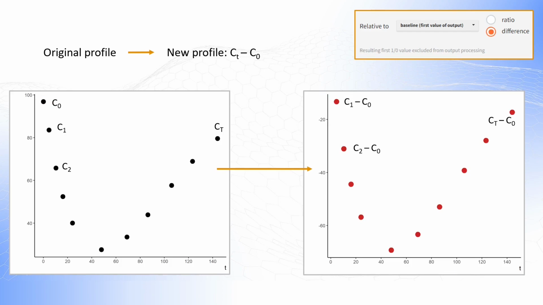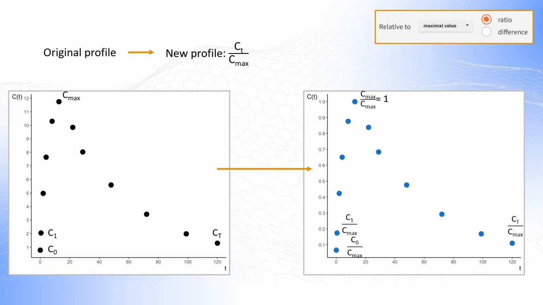The calculation of the change from baseline works analogously. Here, you select the option Difference. The baseline value is subtracted from each point of the original profile. Here too, the first value of the newly created profile is excluded from the following post-processing. You will see that these ratio or difference options are available for all the choices that are in the relative to list.